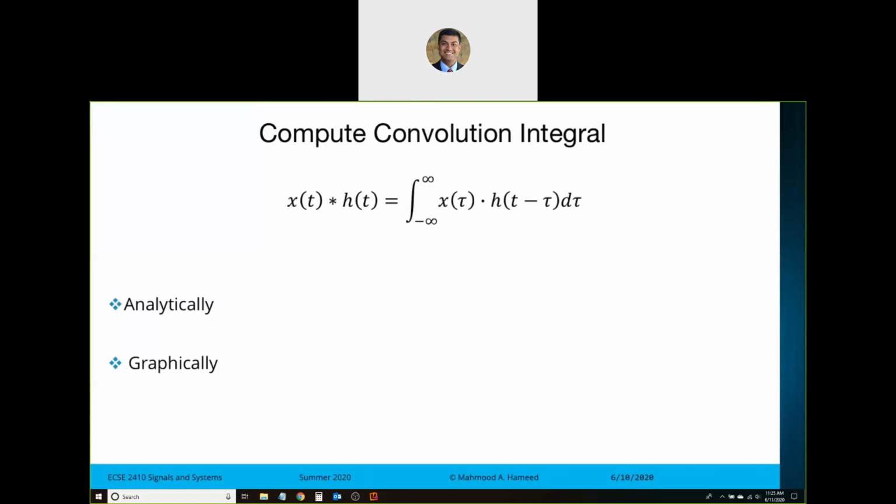We had three ways to evaluate the convolution sum. We do not have an array algorithm that we can take advantage of in the convolution integral. We can still do it analytically and we can still do it graphically. So let's take a look at both these approaches to find the convolution integral.